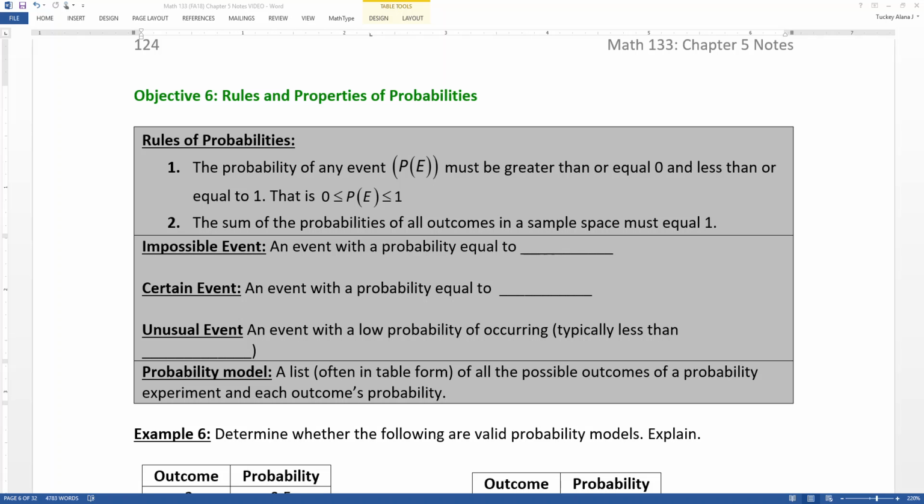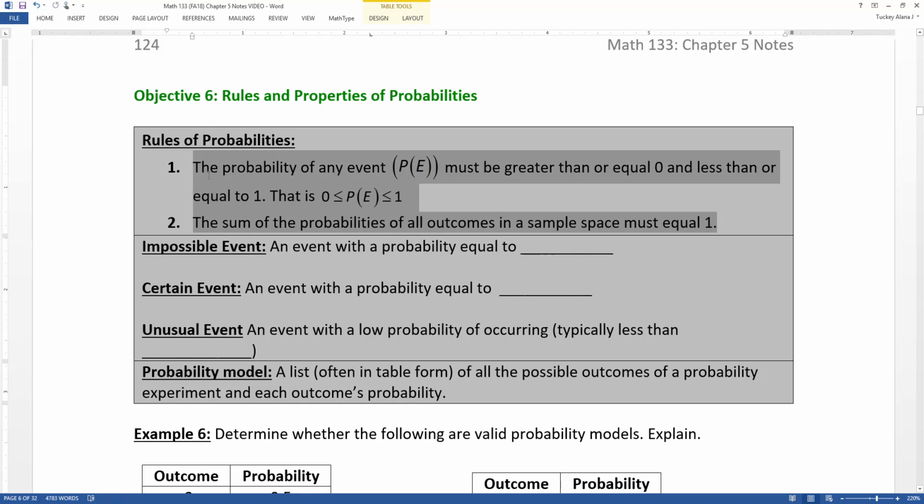So we've defined probabilities and also seen the couple main ways to find probabilities, namely the classical method and the empirical method. And we've already seen a whole bunch of rules pop up on us. First rule is that every probability must be greater than or equal to 0 and less than or equal to 1. In other words, as low as 0, as high as 1, but no further than that. And the sum of all the probabilities in the sample space must equal 1.